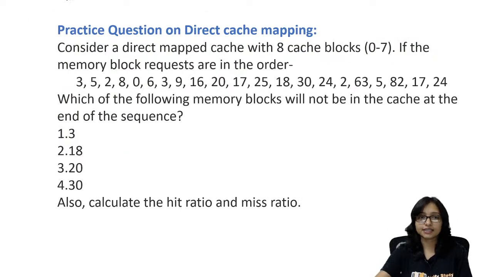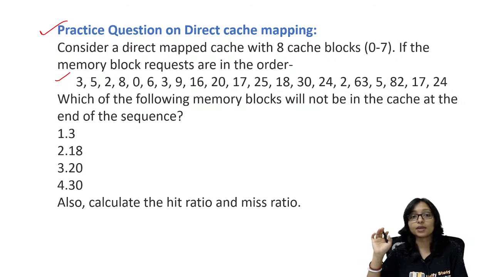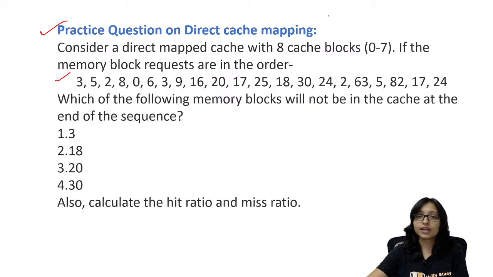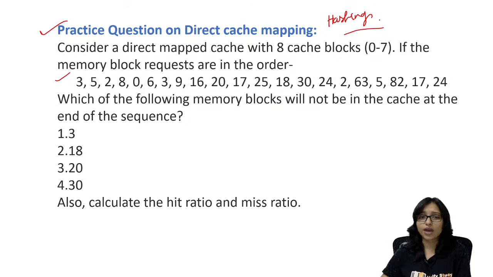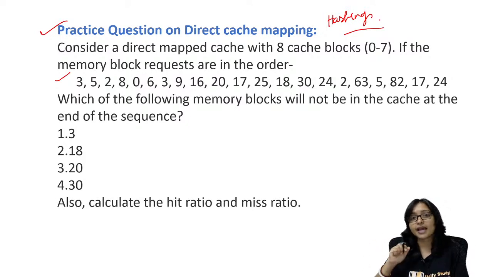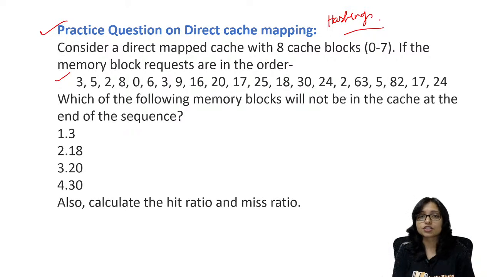Another type of question is where they provide the order of some blocks, some requests coming in. Now, how will you take the request and how will you put it into the cache? This cache mapping is very much related to hashing. Just before this class, we did the concept of hashing, and here we will apply the hashing concept. The data structure concept of hashing is related to cache mapping. That's why we did hashing first, and after that we came to this concept.